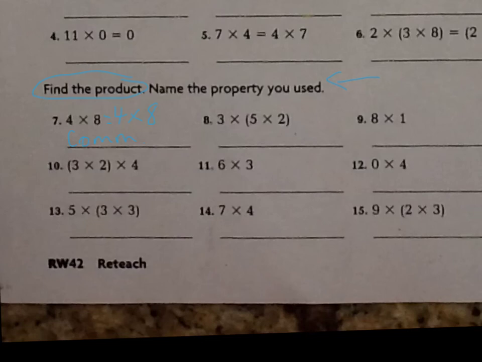Look at number 8. There's 3 numbers in it, so obviously you're going to use the associative property. Remember, what do you have to multiply first here? You have to multiply 5 times 2 first here. 5 times 2 is 10. 3 times 10 equals 30. And 30 is the product. And what property did we use? We used the associative property.